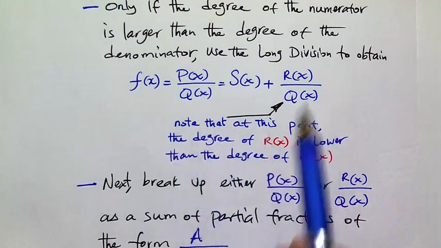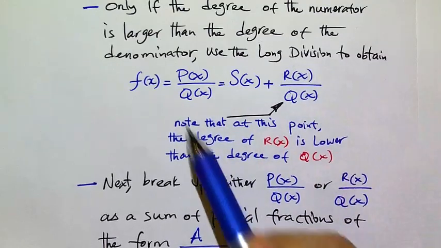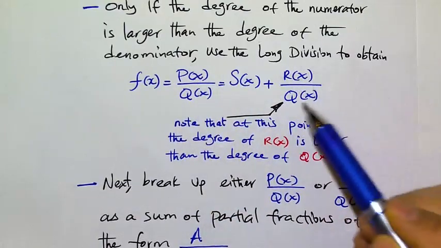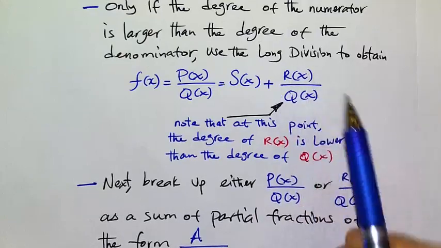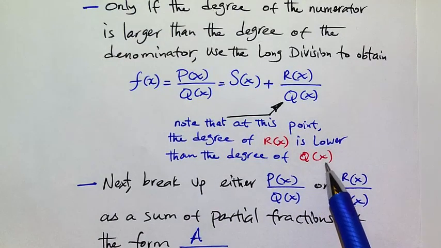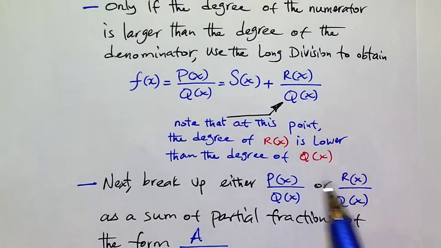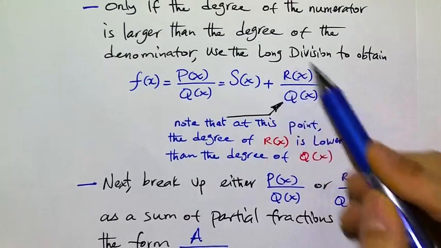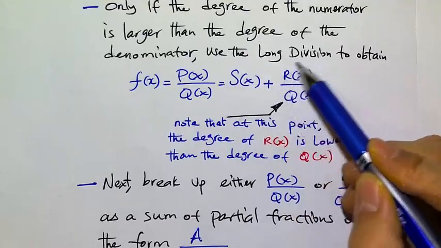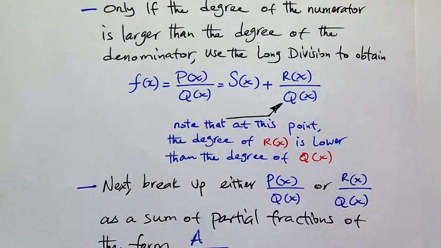So note that once we apply the long division, you go from here to this, right? This would be your remainder. In this case, the degree of r of x is now lower than the degree of q of x. It has to be. After the long division, the degree of r of x will be lower than q of x, which is what you want before you find the partial fractions for this piece. You don't need to find the partial fractions for this piece; you would need to find the partial fractions for this one, because it's a ratio, it's a rational function that we have.